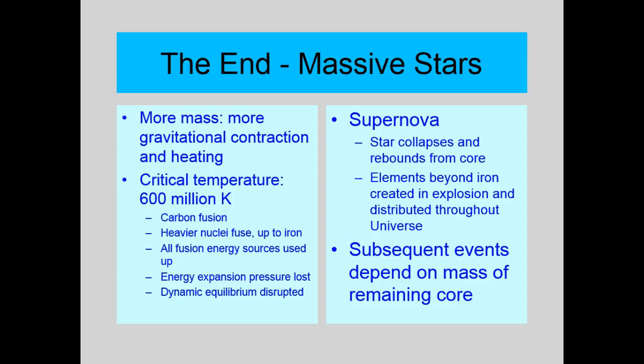Now, when it collapses on itself, that is an incredible amount of force, so you may actually have some more fusion going on beyond iron. It doesn't happen naturally by itself, it just stops at iron. But the elements beyond the iron are created in that explosion that sends it outward, and then they're distributed throughout the universe. Okay?